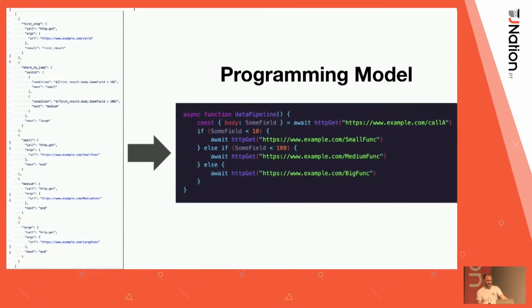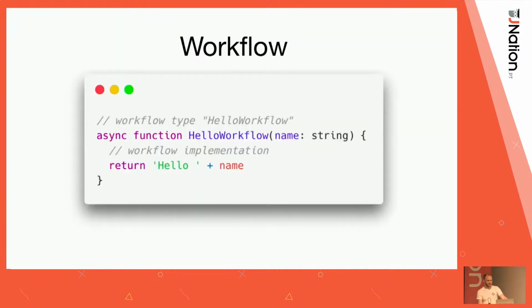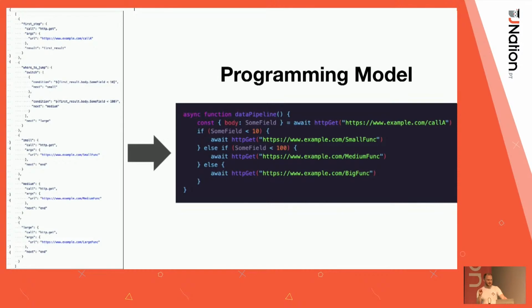So Temporal's programming model is with code. We have a few different SDKs, including Java and JavaScript, and you can read it and understand what it does. It does the HTTP function on the first line, and then depending on the result, does one of three other HTTP gets. And in addition to being able to just understand it, you can set breakpoints, you can log, you can extract helper functions, etc.